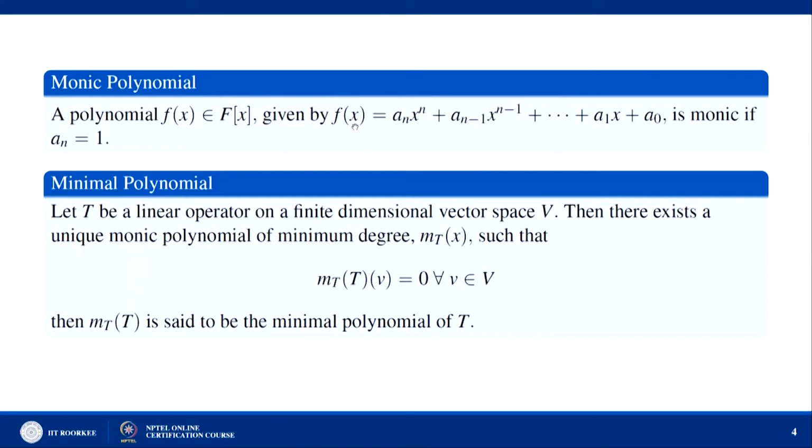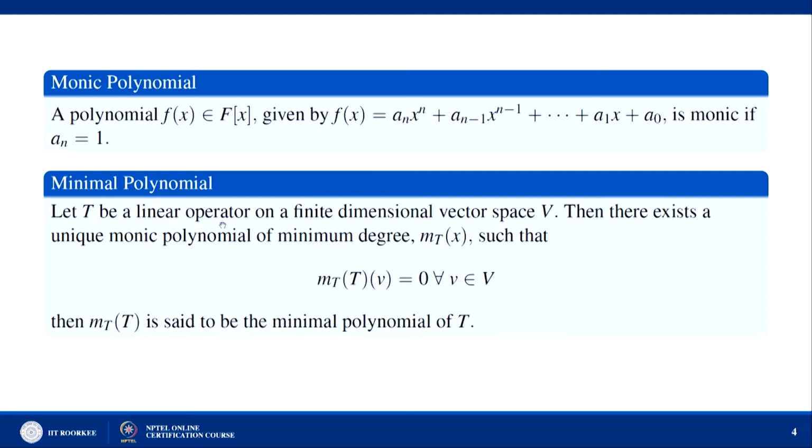A polynomial f(x) given by f(x) = a_n x^n + a_{n-1} x^{n-1} and so on up to a_0 is said to be monic if the leading coefficient is 1. If this leading coefficient, which is the coefficient of the highest power of this polynomial, is 1, then this polynomial is called a monic polynomial. Okay. Now, what do you mean by minimal polynomial?